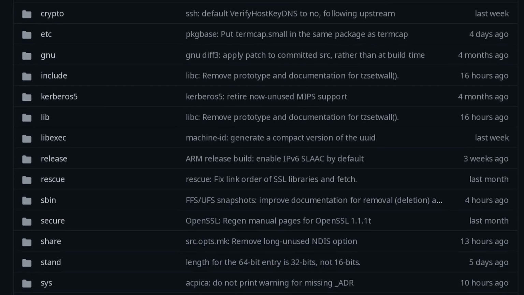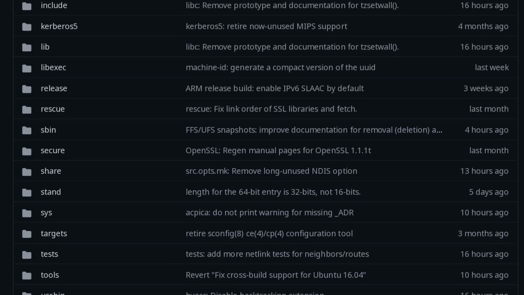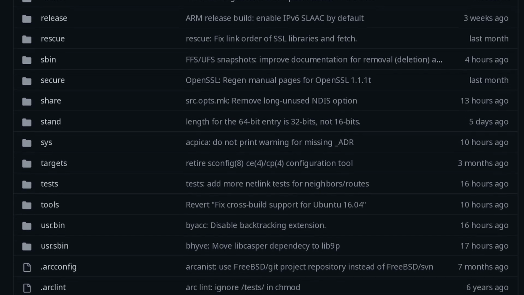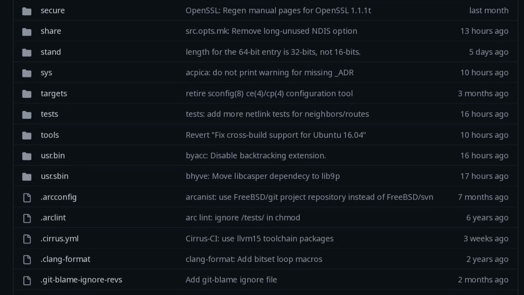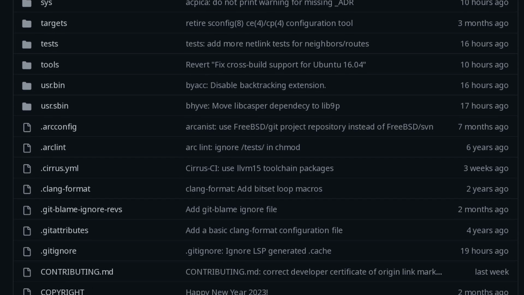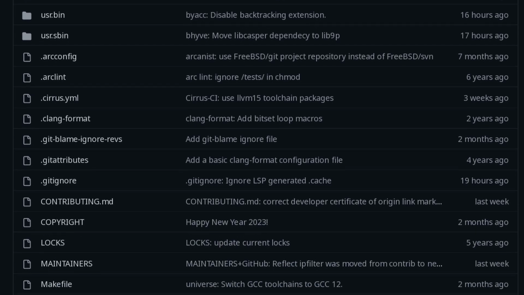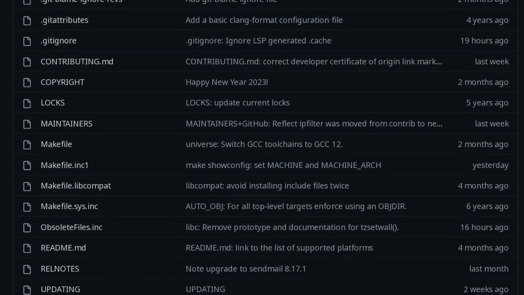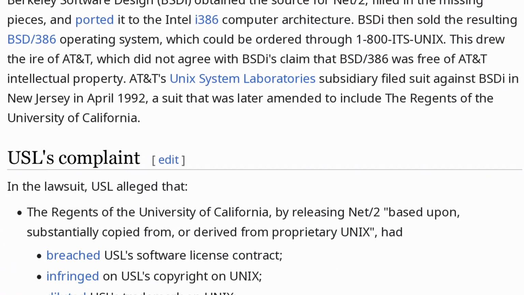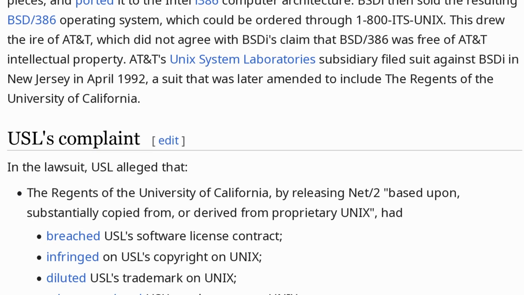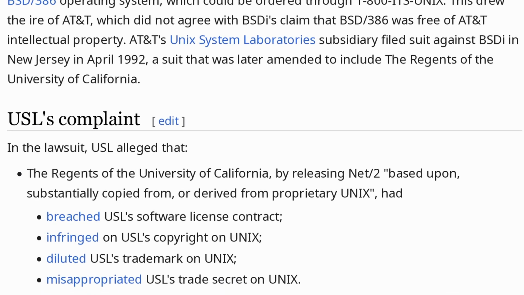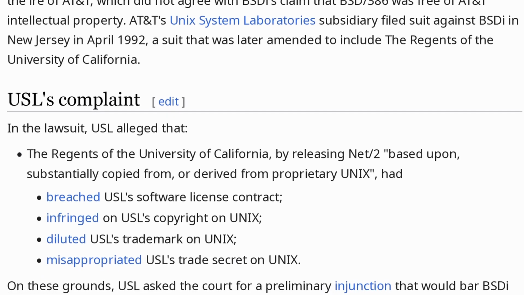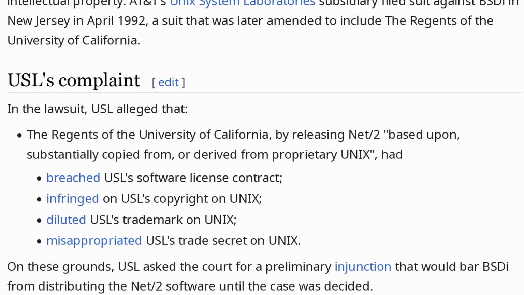BSD was slowly moving away from code used in the original System 5, which AT&T held the rights to. They had redeveloped all the utilities and finalized removing all AT&T files in 1991, in the Net 2 release of BSD. AT&T then sued Berkeley Software Design, arguing they had breached Unix's license contract, that their code infringed on copyright, and that it diluted the Unix trademark.